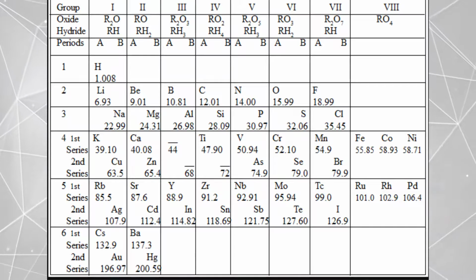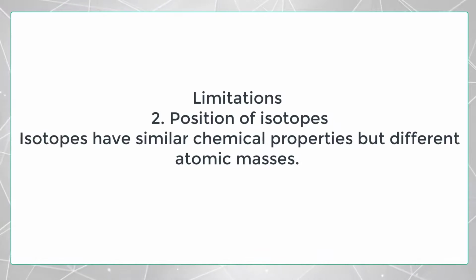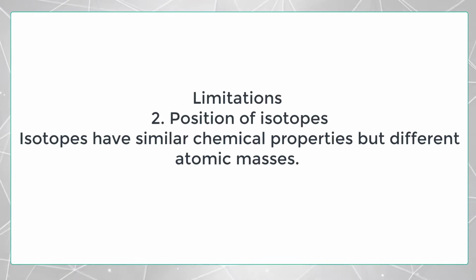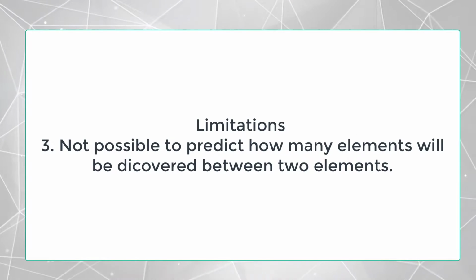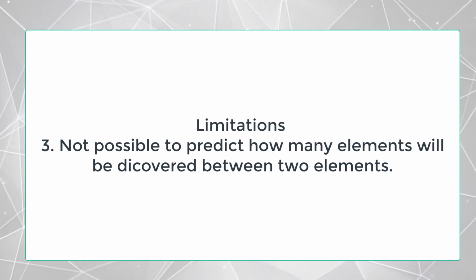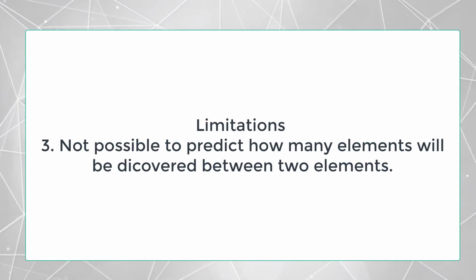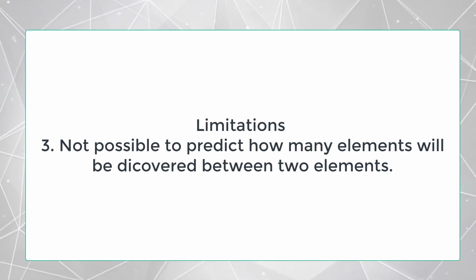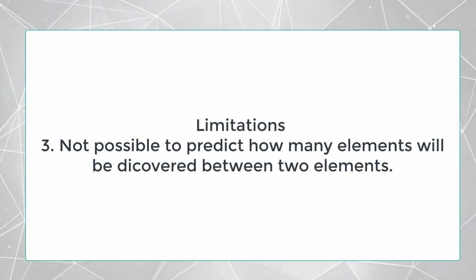The second limitation was regarding isotopes. Isotopes were discovered much later after Mendeleev's table was proposed. Since isotopes of an element have similar chemical properties but different atomic masses, they posed a challenge to Mendeleev's table because we could not fit them in properly. Now let's talk about the third limitation. Since atomic masses of elements do not increase in a regular manner, it's not possible to predict how many elements will be discovered between two elements. And this is especially true for the heavier elements, the ones with high atomic mass.